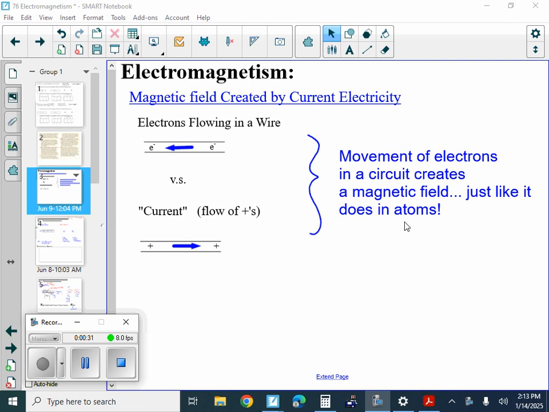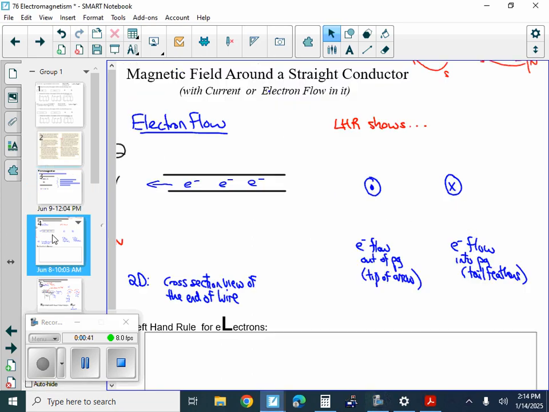Just like magnets or electrons moving in atoms makes magnetic fields, right? In fact, we'll end up doing that exact kind of one soon. Right now, we're just talking about electrons flowing in a straight path, which is not like in atoms. And so this is what happens, okay?